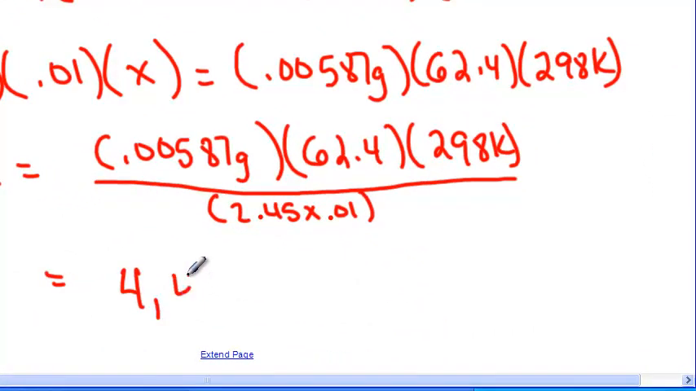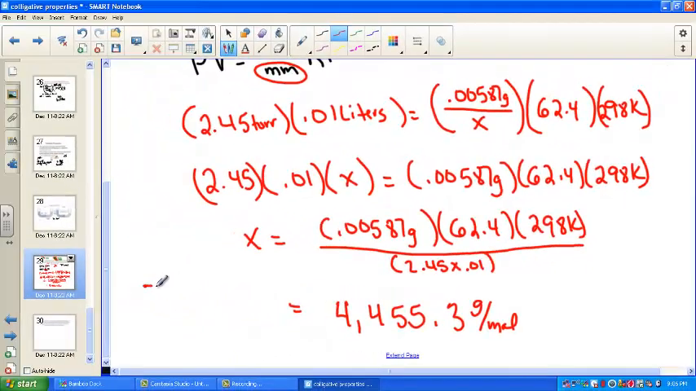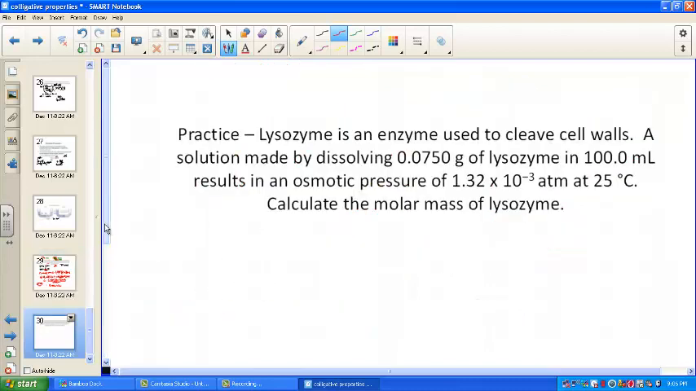I'm showing 4,455.25, I'll round, grams per mole, the molar mass of this protein, which is not a crazy number. It seems huge to us that this formula weight could be 4,000 and something, but these molecules are actually thousands and thousands of atoms long, so that's a very reasonable number. We used PV equals nRT, good old PV equals nRT, where molar mass was our target variable. Pi equals MRT is really what the textbook will show you, but it's nothing more than a PV equals nRT problem.